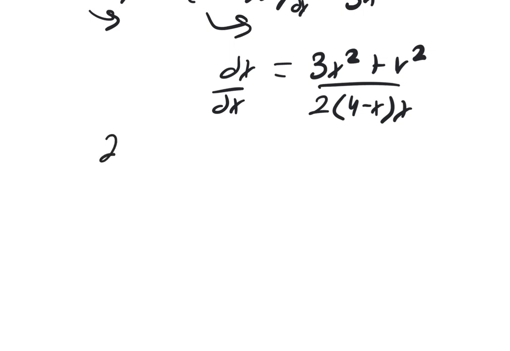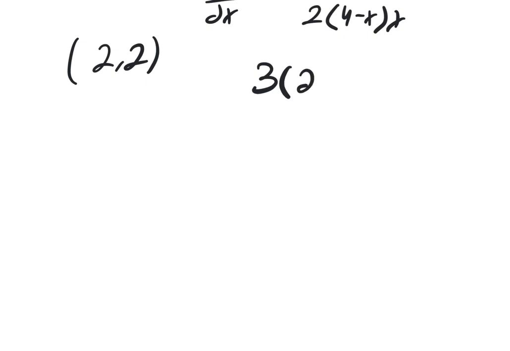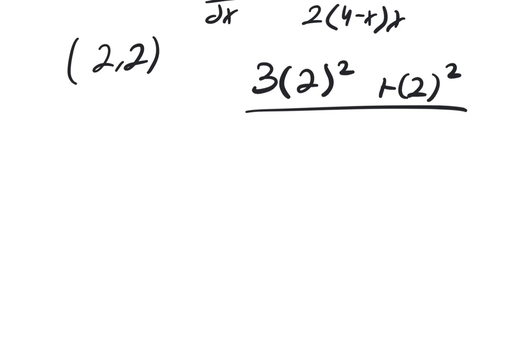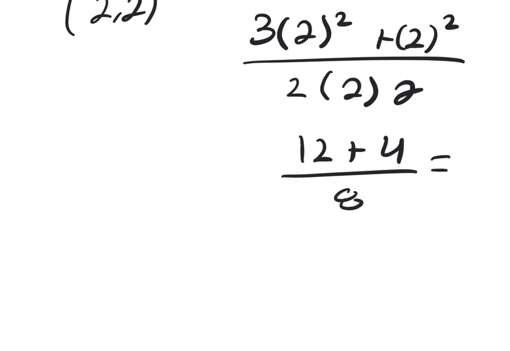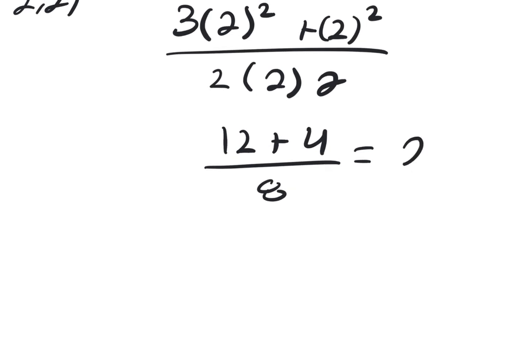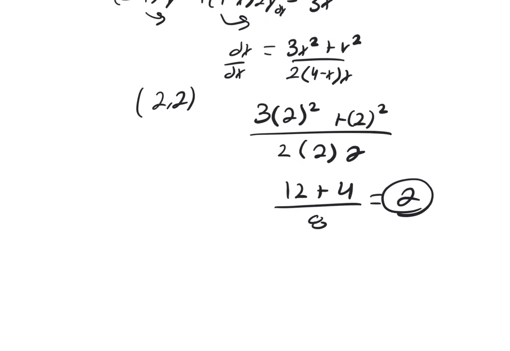And now we know that our point is (2, 2), so we can go ahead and plug them in. So 3 times 2 squared plus 2 squared over 2 times (4 minus 2), which is 2, times 2 again. Let's solve. 2 squared is 4. 4 times 3 is 12. 2 squared is 4. 2 times 2 is 4. Times 2 is 8. So we're left with 16 over 8, which equals 2. So that's the slope of the tangent line.